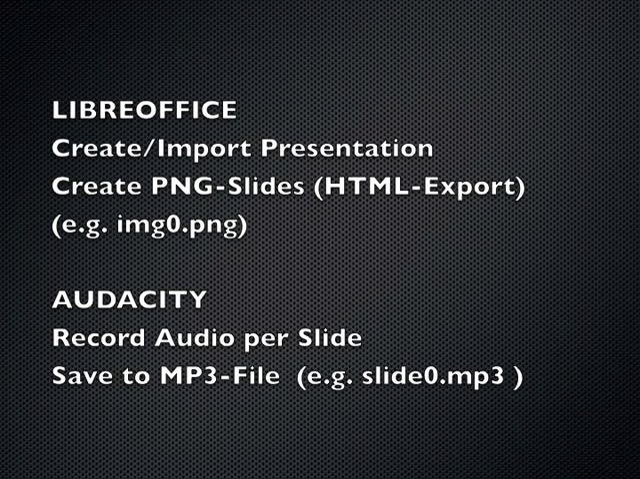Per slide, you will create an MP3 file as an audio comment and store the comment per slide in an MP3 file with the name slide0.mp3, slide1.mp3, and so on. These slides and these images will be used to create a video on a Windows system, and then you have to start the Movie Maker on Windows, which is freely available on any Windows system.